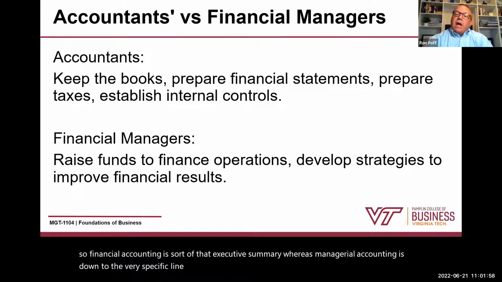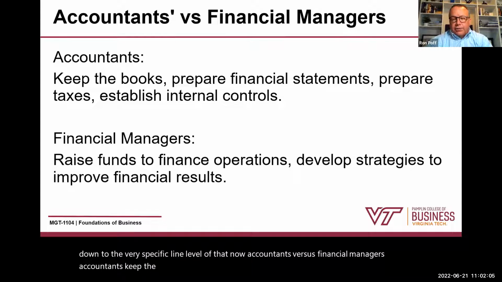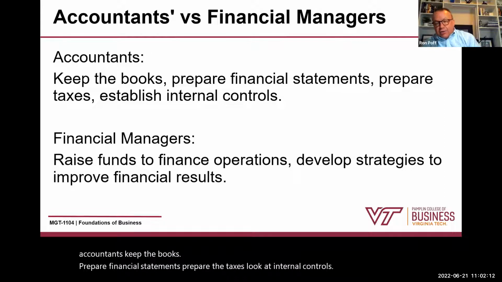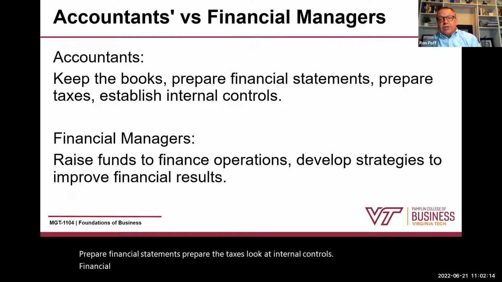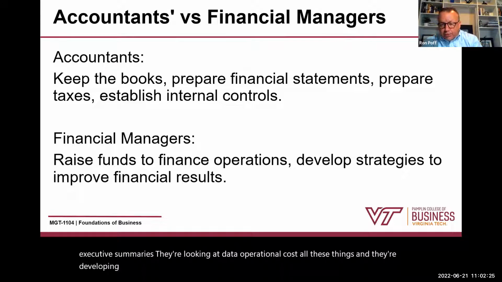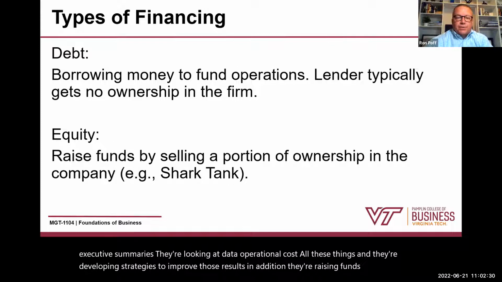Now, accountants versus financial managers. Accountants keep the books, prepare financial statements, prepare the taxes, and look at internal controls. Financial managers develop strategies to improve those results. So they're looking at the executive summaries, they're looking at data, operational cost, all these things, and they're developing strategies to improve those results. In addition, they're raising funds to finance operations too.